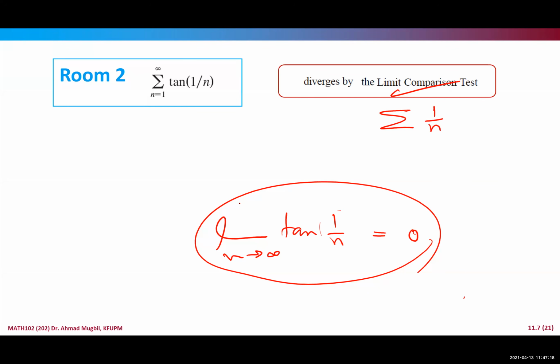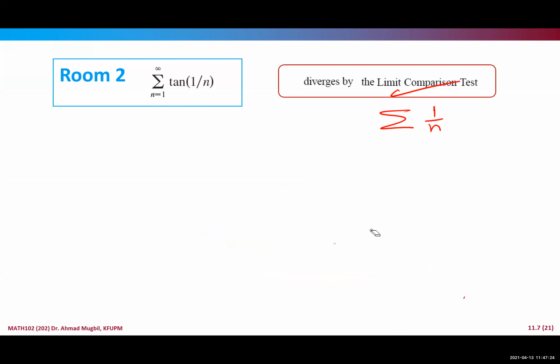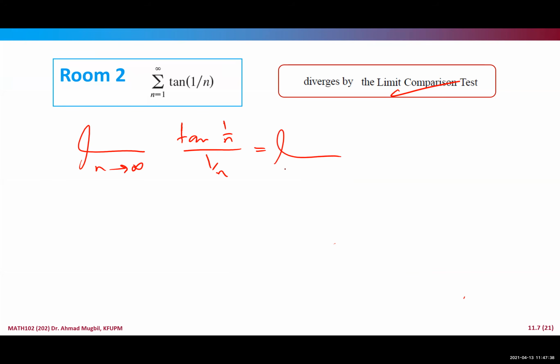Yes, you are right. Allah yarda alayk ya Ali. Look, ya Shabab, here we have by the limit comparison test, what is the limit of tan 1 over n over 1 over n when n goes to infinity? It is 0 over 0, so we can use L'Hopital's rule. You can use L'Hopital's rule, but it is easier than that, ya Shabab.